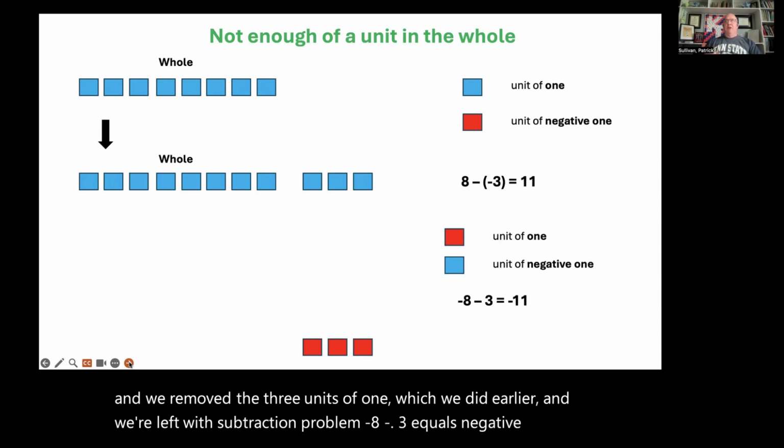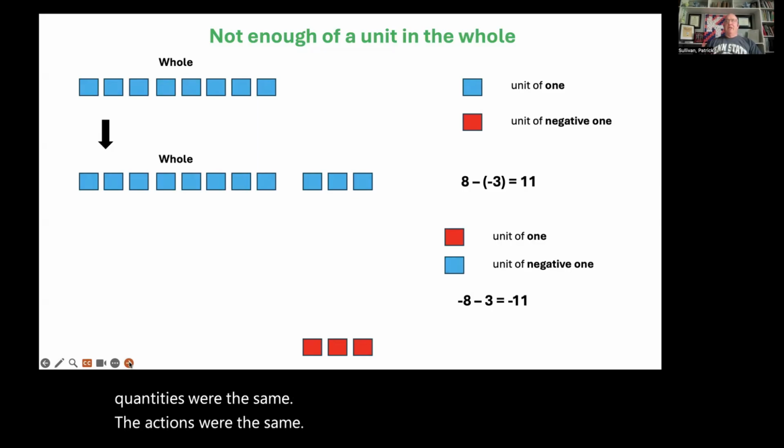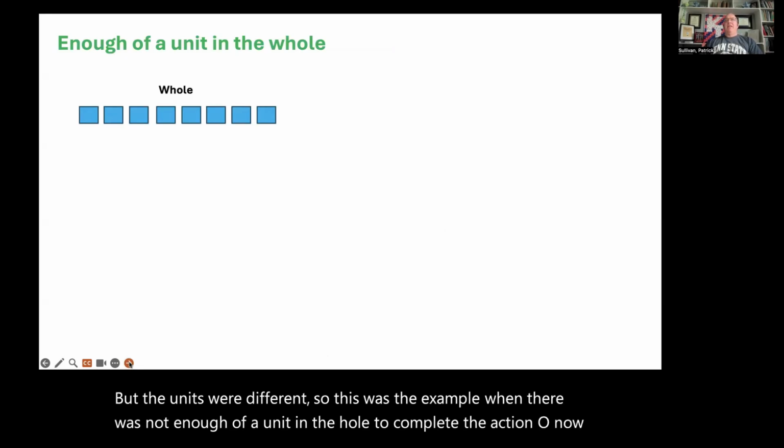And in my world, I would call those analogous problems because the quantities were the same, the actions were the same, but the units were different. So this was an example when there was not enough of a unit in the whole to complete the action. So now let's look at enough of a unit in the whole.